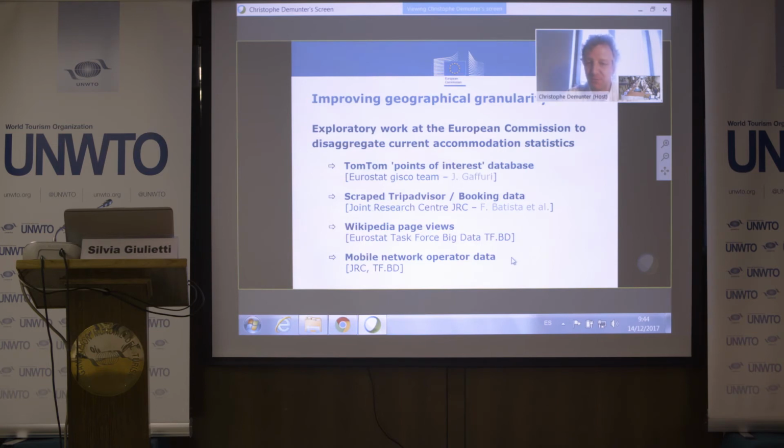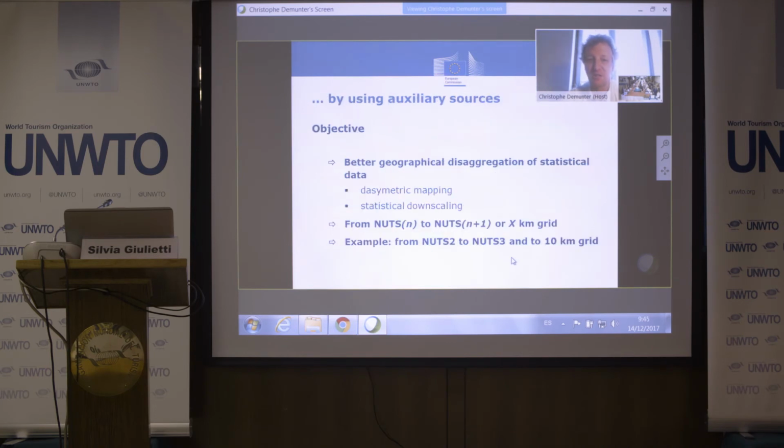So one of our GIS specialists has been working on this. The Joint Research Center of the Commission has been working on scraped TripAdvisor and Booking.com data for the same purpose, to better disaggregate the accommodation statistics. There are other projects going on, but they're of a more experimental nature at this stage, to use Wikipedia page views as a proxy for tourism visits, and of course the ongoing work on the mobile network operator data. But now I will focus on the first two on the slide.